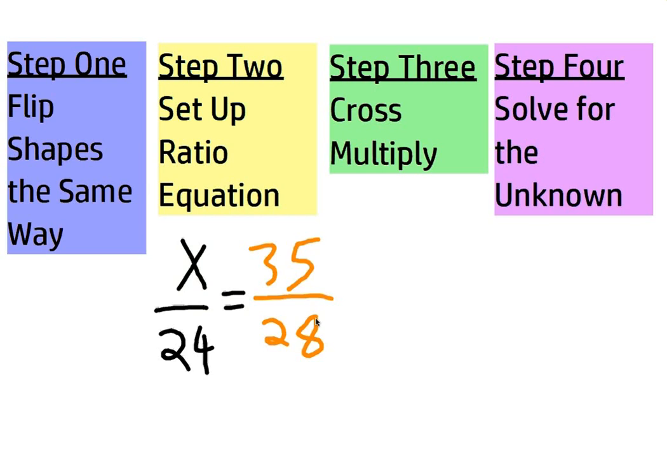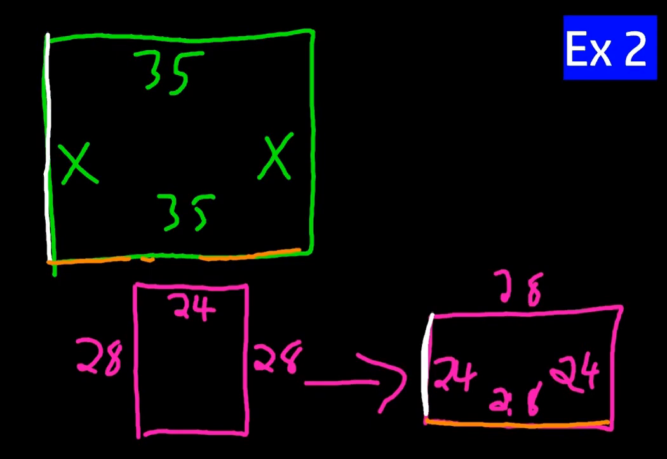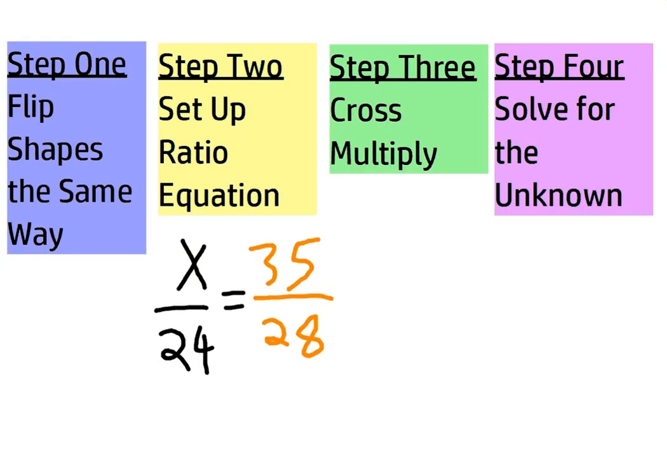Now, I do want to make a comment here. Make sure you always start with the same shape. Notice how I did x over 24, and then I started with the 35 divided by the 28. It's got to go that way, right? It's got to be the bigger divided by the smaller, or vice versa. And it won't matter. Just make sure you're consistent. All right, so there's our second step for that example. Any questions on that? No. Okay.